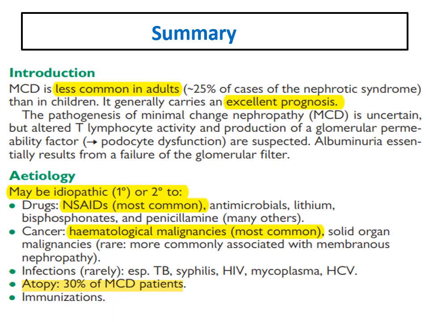ما ننساش إن ده المينيمال تشينج بيكون less common في الادلت، بيمثل 10 أو 15 to 20% من الكيس في حالات النفروتيك في الادلت، ولكن بيمثل more than 90% من الكيس أوف نفروتيك في التشيلدرن. ما ننساش إن المينيمال تشينج بيكون excellent prognosis. الاتيولوجي ممكن يكون idiopathic أو secondary، الموست كومن non steroidal anti inflammatory drugs، الهيماتولوجيكال مالجنسيز، الهودجكن ديزيز، وما ننساش الاتوبي في 30% والالرجي.